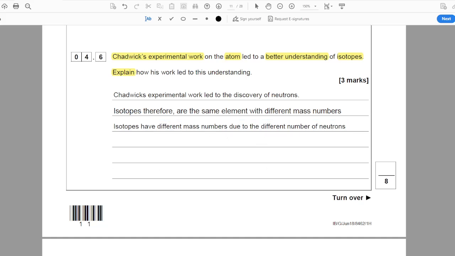Discovery led to neutrons. Isotopes are the same element with different mass numbers, and their different mass numbers are due to the fact that they have different neutrons. You can see how we're linking all 3 points back to each other. We're linking atoms, isotopes, and Chadwick's discovery, which is neutrons.